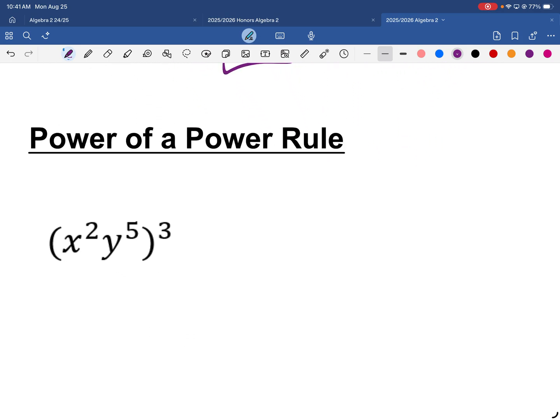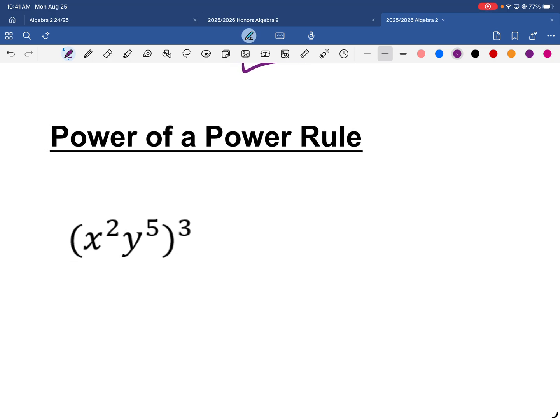The last rule we're going to talk about today is the power of a power rule. So we're going to take x squared y to the 5th, and we're going to take that to the 3rd power. So you've got powers in your bases being taken to a power outside parentheses. Again, kind of how we've been doing it, if you take this in expanded form, it's x squared y to the 5th times x squared y to the 5th times x squared y to the 5th.